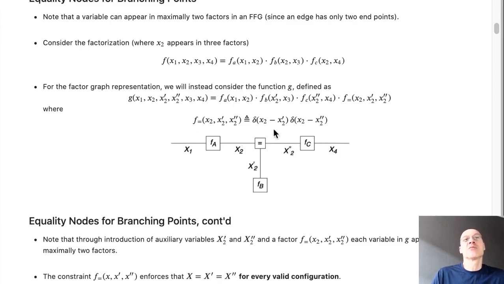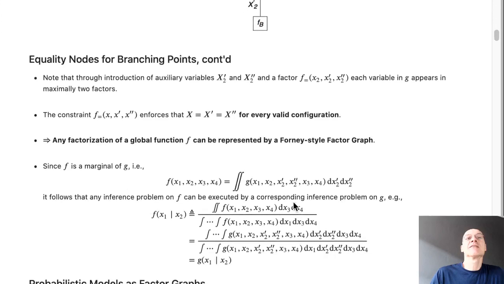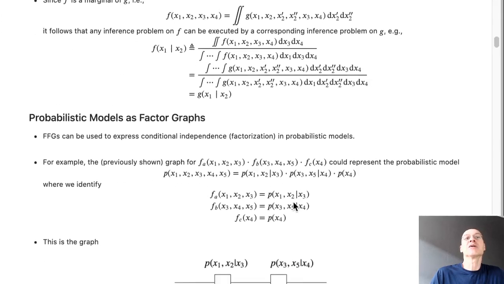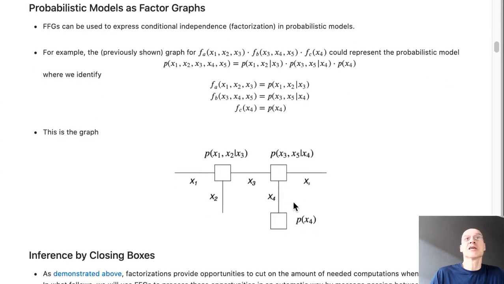With this trick of introducing these equality nodes and some auxiliary variables, we can indeed make a graph for every kind of combination of factors and distribution of variables over these factors. Even if a variable appears in 5 different factors, we just have to add a couple of equality nodes, and then we can build this graph. And that's nice. Now, if we associate with these nodes probability distributions, then we can represent joint probability distributions with these graphs.